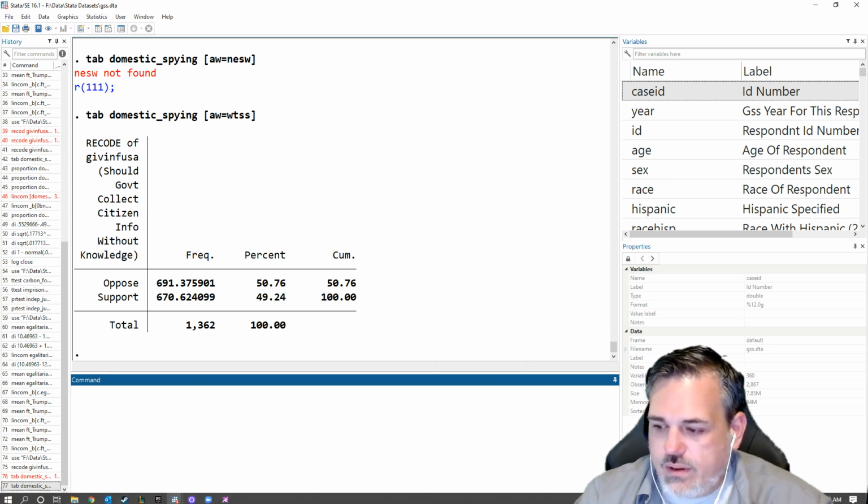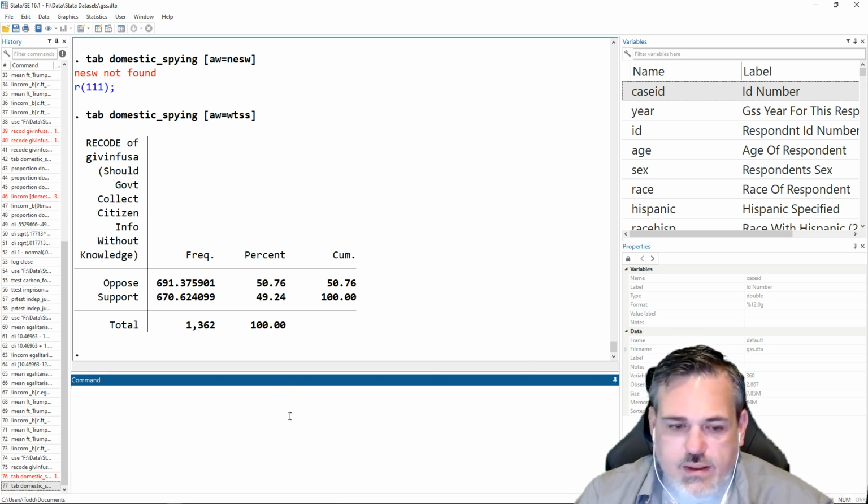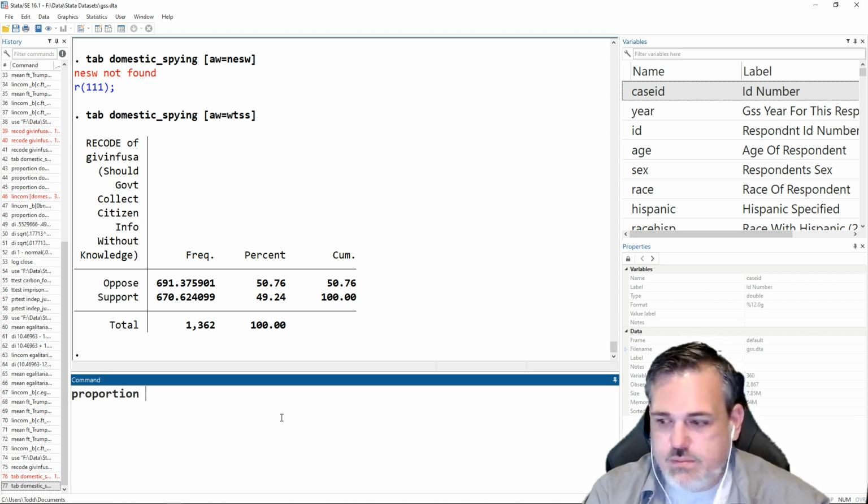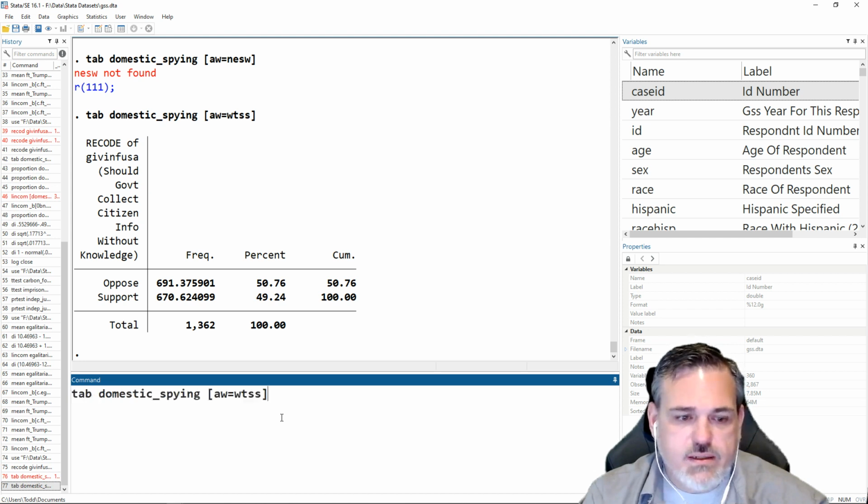So now we're going to do a proportion test. This one's actually very easy, as the command is proportion. In fact, we'll cheat.